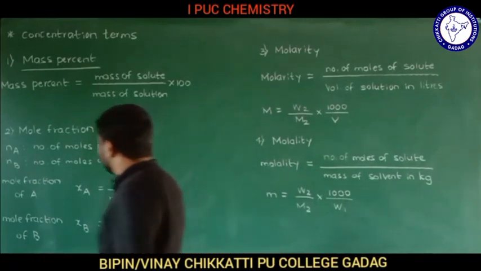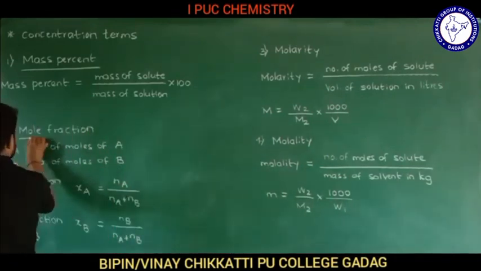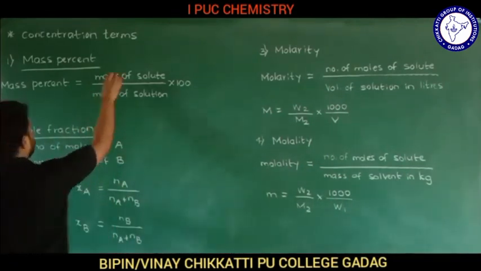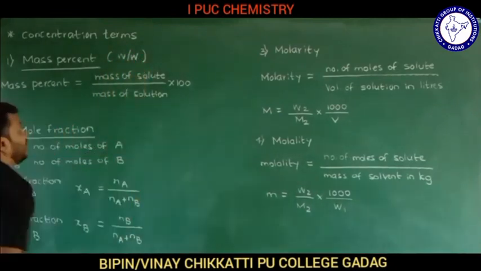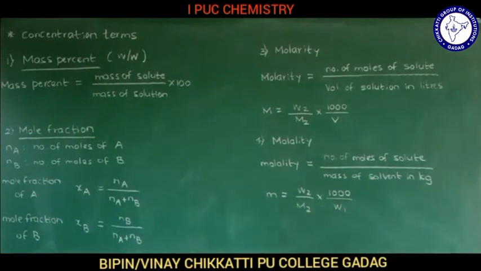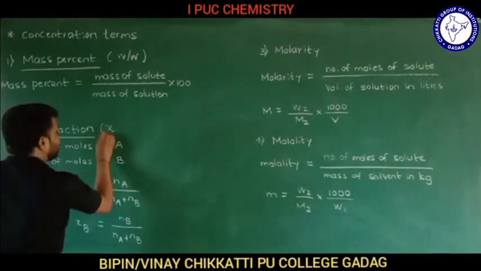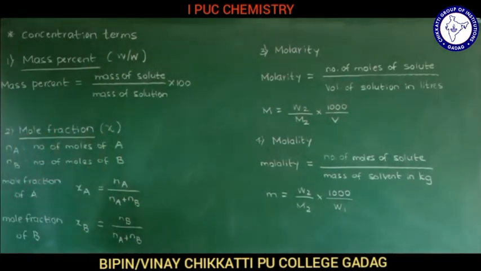The second one is mole fraction. Sometimes we represent these with terms. So mass percent we can represent as W divided by W percentage. The symbol for mole fraction is a small x. Try to remember that: small x is the symbol for mole fraction. So what is the formula we have? We'll see.